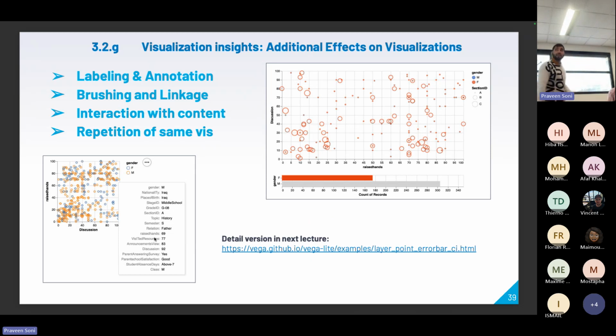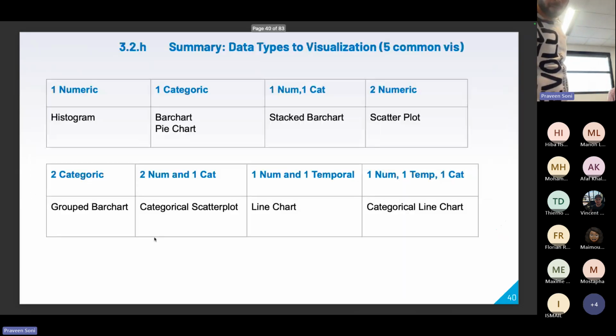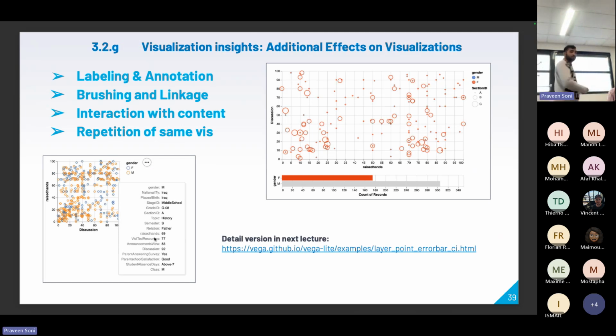So can anyone tell me what labeling and annotation means, or brushing and linkage? Anyone? So when I click here on the bottom part, the upper part will be affected. Then we call it the linkage effect, because they are linked.